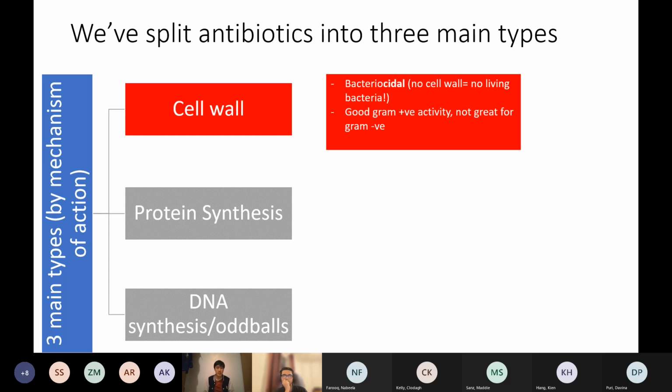Cell wall antibiotics tend to be bactericidal because if a bacteria doesn't have a cell wall, it doesn't maintain osmosis, it bursts. It tends to be better for gram-positive bacteria rather than gram-negative, because if you remember, the gram-positive ones have a slightly different cell wall structure, which means they're a bit more vulnerable to these types of antibiotics. Could anyone give me examples of cell wall targeting antibiotics?